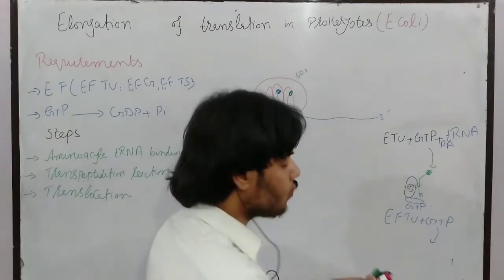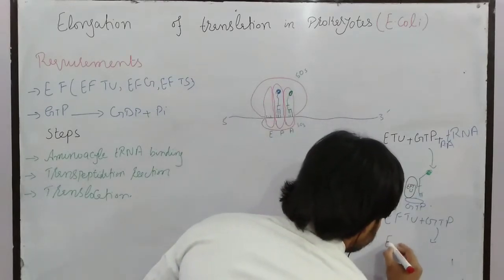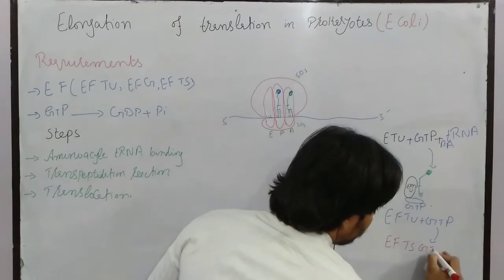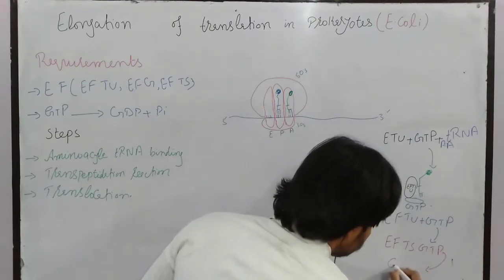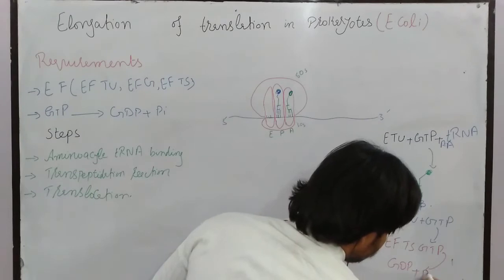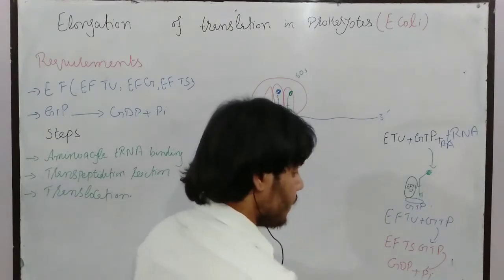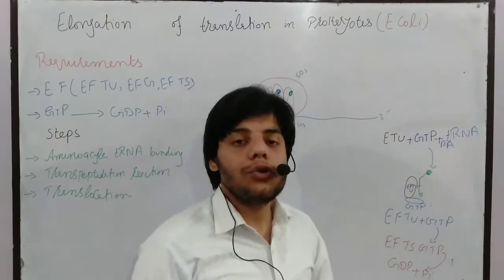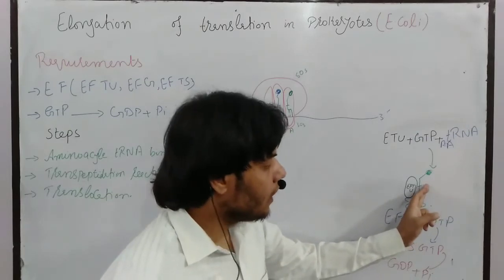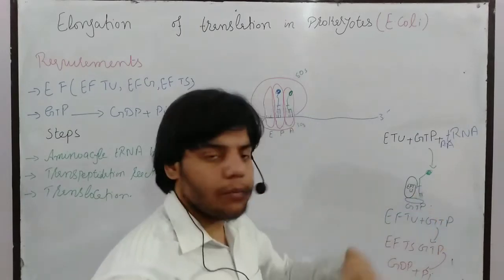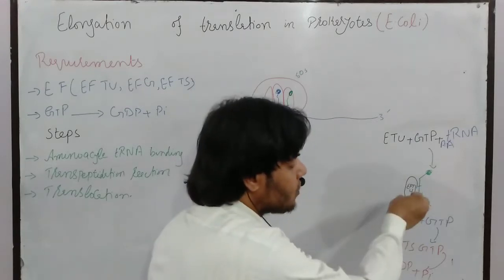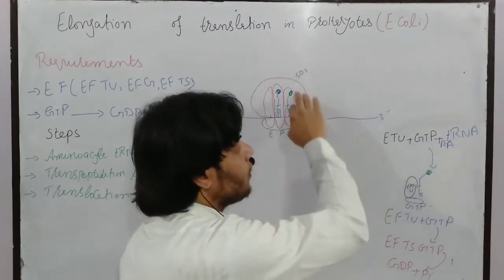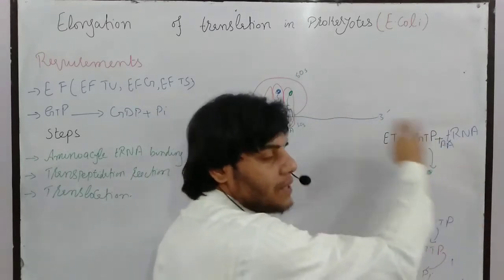But how will it be converted into GDP? We have another elongation factor, which we call elongation factor Ts. Elongation factor Ts converts the GTP into GDP plus Pi, meaning inorganic phosphate or pyrophosphate. Once we get this, energy is released, and this energy is then used by another transfer RNA. Once the next transfer RNA, the third aminoacyl transfer RNA, uses this energy, EF-Tu will again bind and GTP will bind, and it will set this new aminoacyl transfer RNA to this site. So the cycle is repeated again and again.